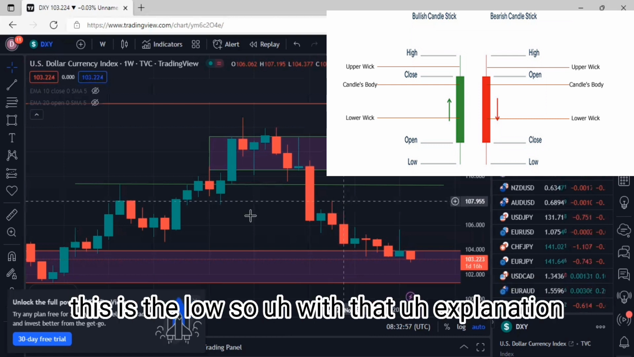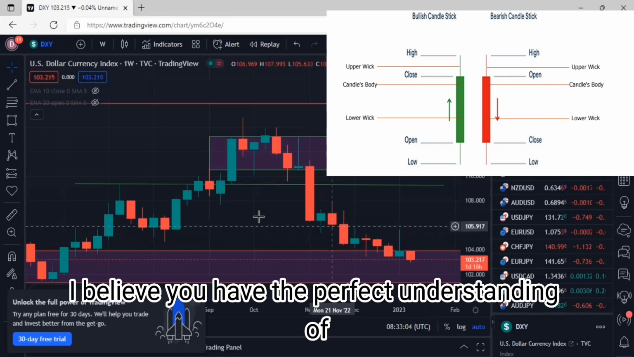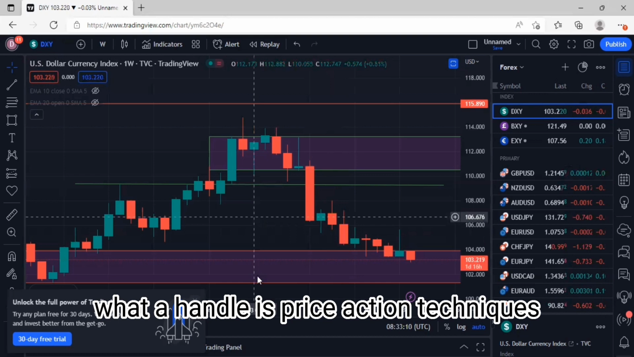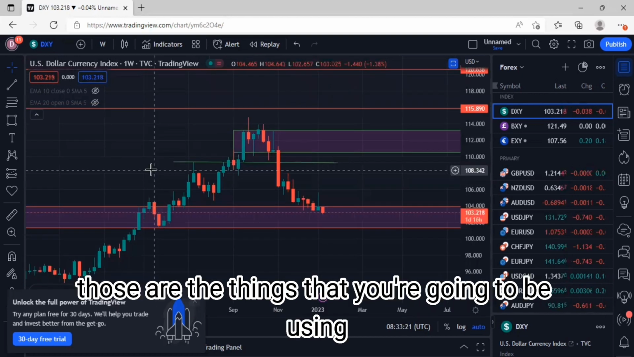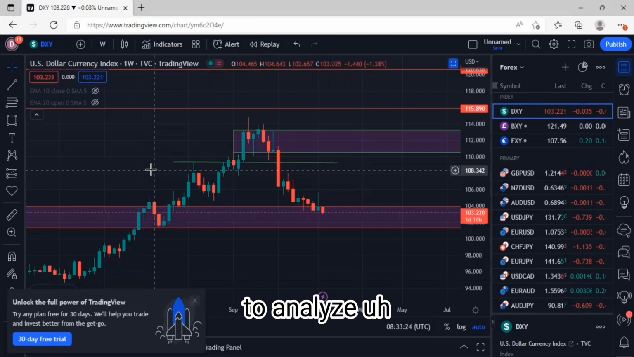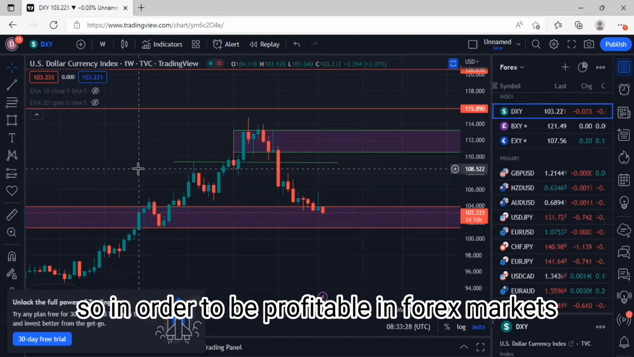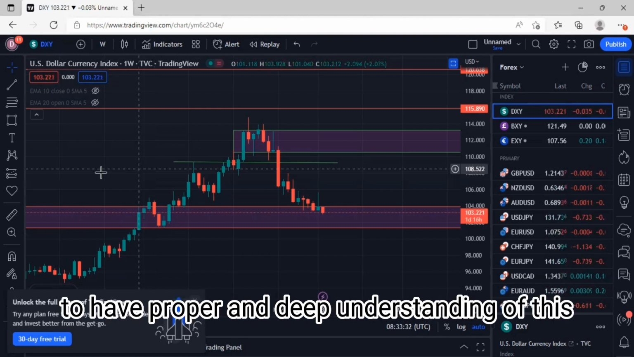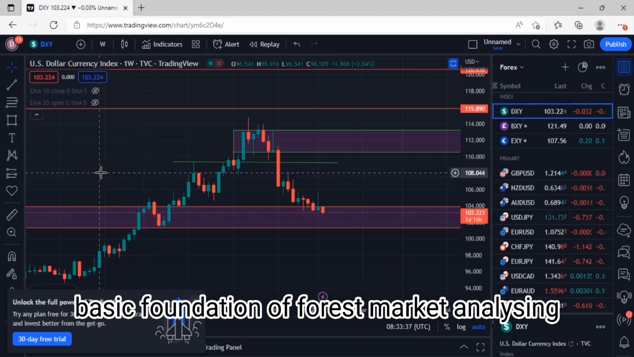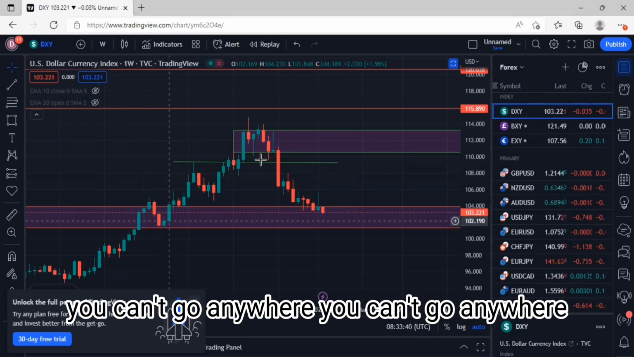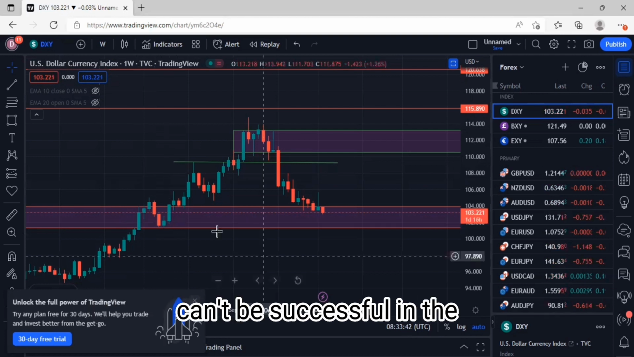So with that explanation, I believe you have a perfect understanding of what a candle is. For price action techniques, those are the things you are going to be using to analyze the Forex market. In order to be profitable in Forex markets, you need a proper and deep understanding of this basic foundation of Forex market analysis. If you don't have this basic foundation, you can't go anywhere. You can't be successful in the Forex market.